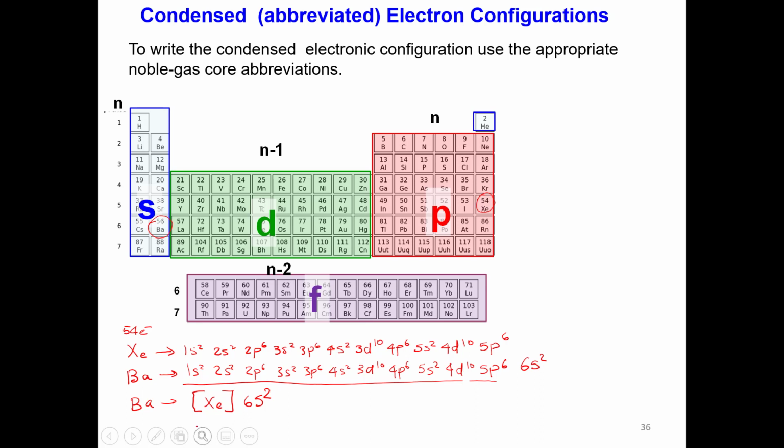In the assignments, you will have to write the electronic configuration for some elements that have a lot of electrons, and you can use the condensed electronic configuration notation. But in the test, you have to write the complete electronic configuration. Okay.